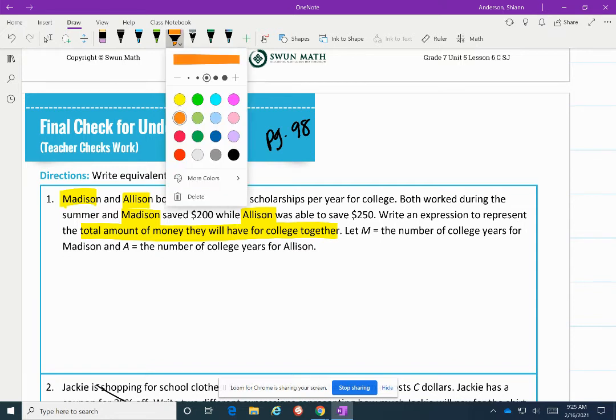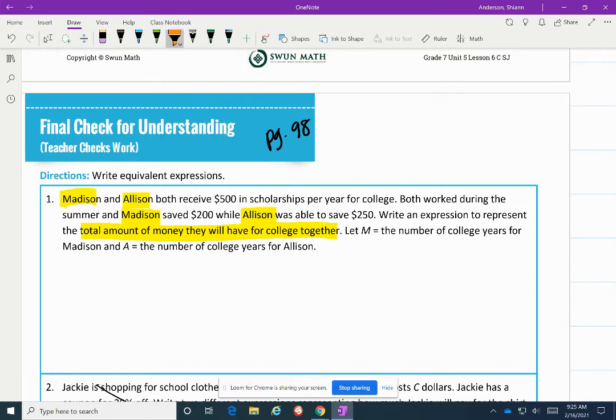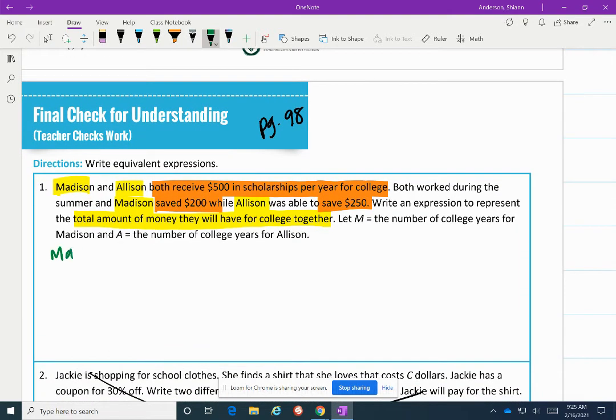So let's go back and highlight our key numbers. They both received $500 in scholarships per year for college. Both worked during the summer. Madison saved $200 while Allison saved $250. Write an expression to represent the total amount of money they have for college together. Let M equal the number of college years for Madison and A equal the number of college years for Allison. So let's go through and just start off with the first highlight, which was Madison. So I'm going to start off here with Madison.